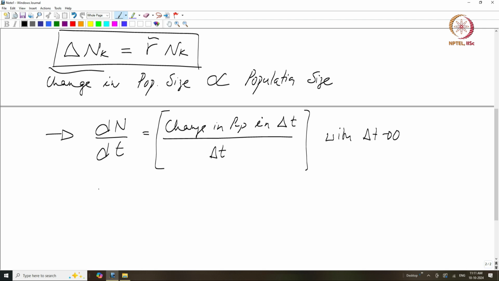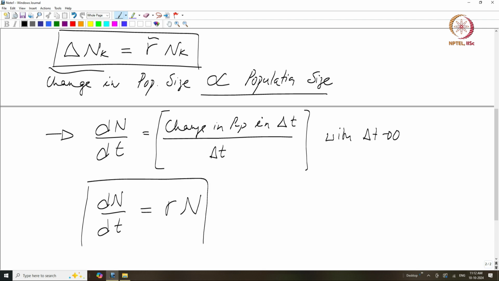Okay. So, now we know from this expression here that the rate of change of population is proportional to the population size itself, and if we write down the proportionality constant as r, we now have basically a continuous time analog of density independent population growth.